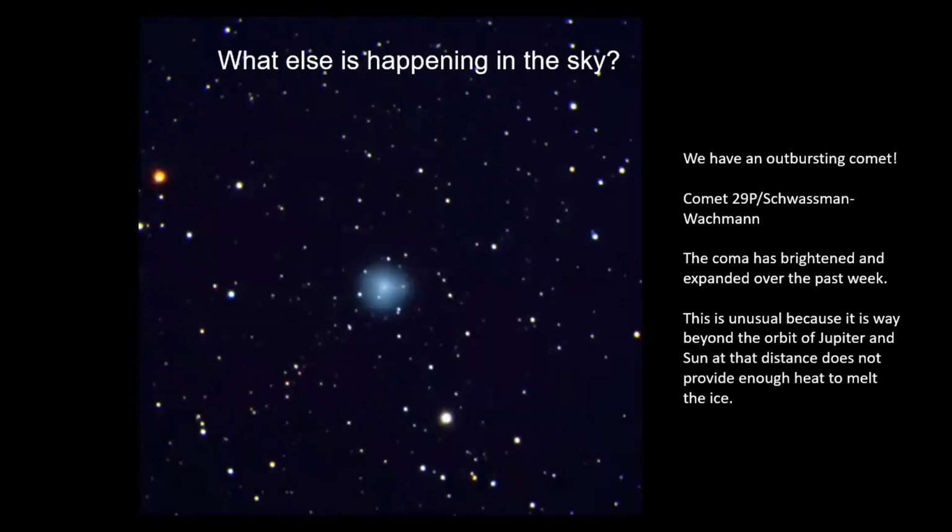What else is happening in the sky? We have an outbursting comet. The comet goes by this unpronounceable name, Comet 29P Schwassmann-Wachmann, has brightened and expanded remarkably over the past week. You might remember Comet Holmes, very remote comet, did the same sort of thing. It's not quite as spectacular as Comet Holmes, but it's certainly increased in size.